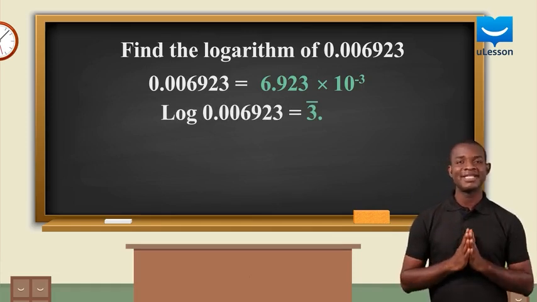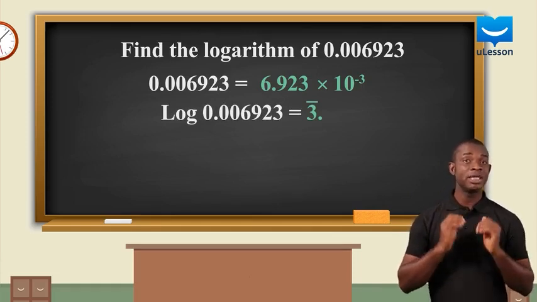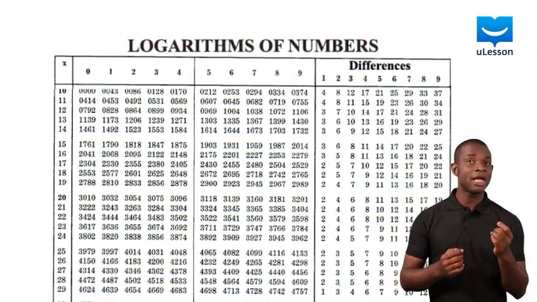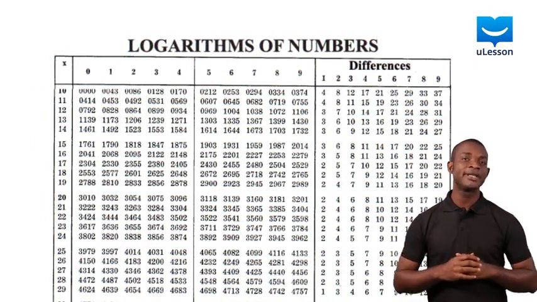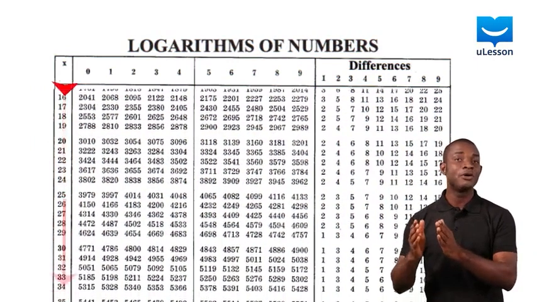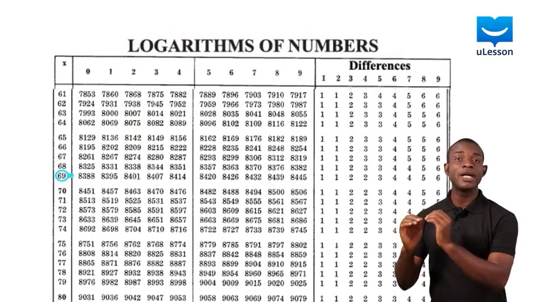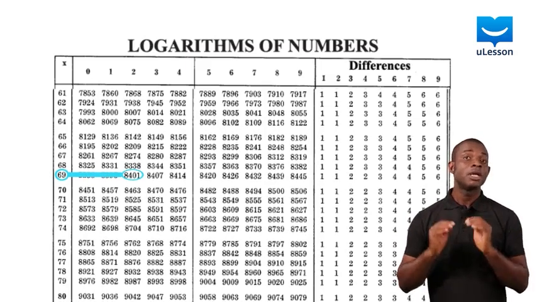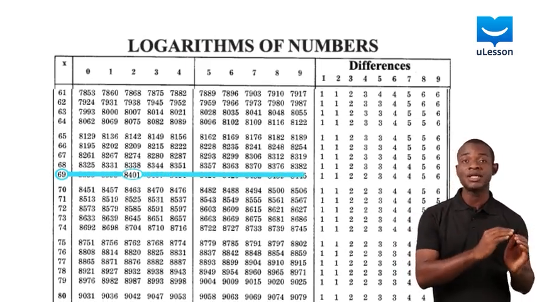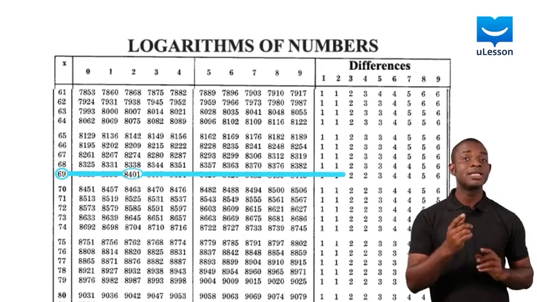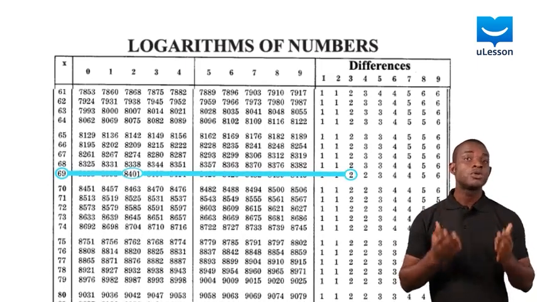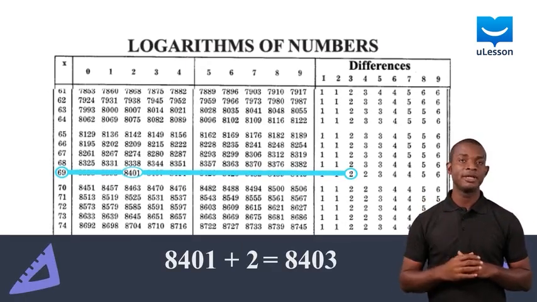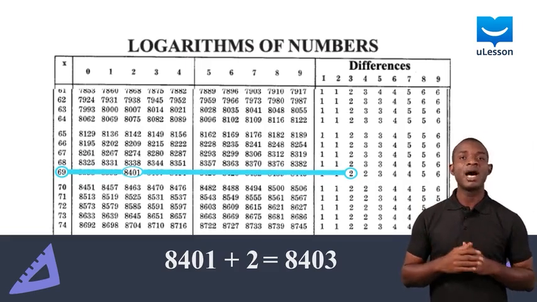Now, let's find the mantissa. The significant figures in our question are 6, 9, 2, 3. So, we are going to look for 69 under 2 and add the difference of 3. Let's scroll down the x column to 69. Then, we move on that row and stop under 2. You can see that we have 8401. Then we continue moving on that same row to the difference section and stop under 3. You can see that we have 2 there. So we are going to add 2 to 8401 to get 8403. This will be the mantissa of our answer.